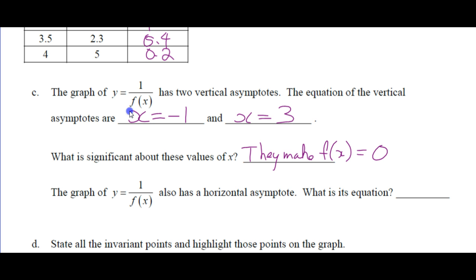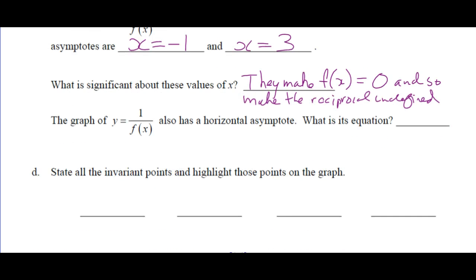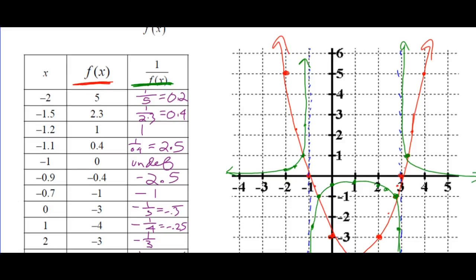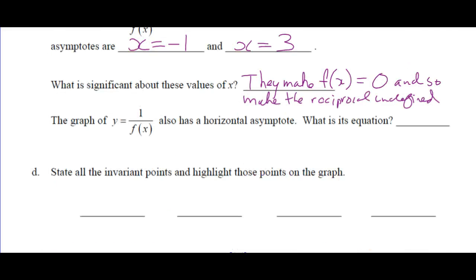They make f of x equal to 0, right? And so the reciprocal is undefined. The graph of y equals f of x also has a horizontal asymptote. What is its equation? All right, I think we can see it here. What's the equation? y is equal to 0.